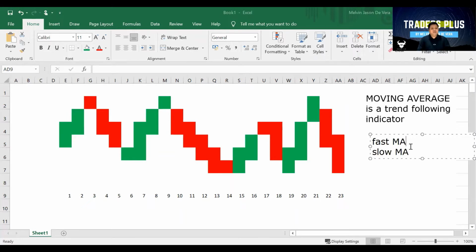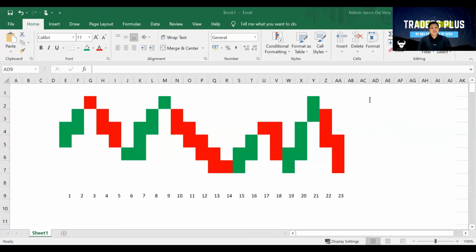So yung fast MA has shorter periods, whereas ang slow MA has longer periods. So yung mga MA 200, medyo slow yan. Yung mga MA 10 o MA 20, yun mga fast yun, kasi maiksi yung kanilang periods. Okay. Ngayon, pag-aralan natin yung tinatawag na crossover.